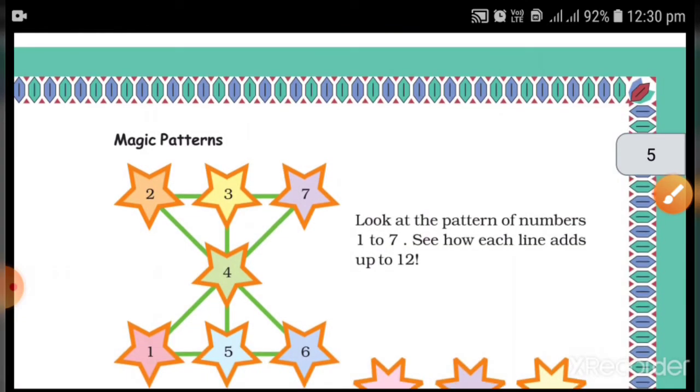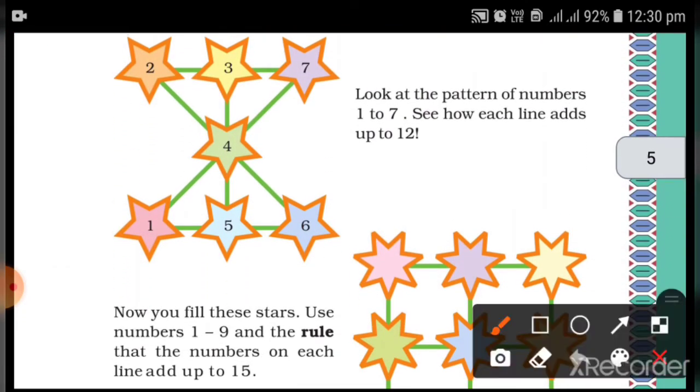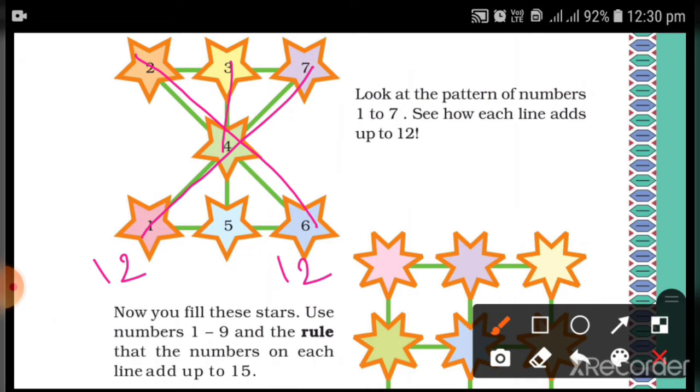Then fill up that box. Here 2 plus 4 plus 6. 4 plus 2 is 6. 6 plus 6 is 12. 7 plus 4 plus 1. 7 plus 4, 11 plus 1, 12. 3 plus 4 plus 7, 7 plus 5, 12. As you can see, here all the numbers addition, answer is 12.